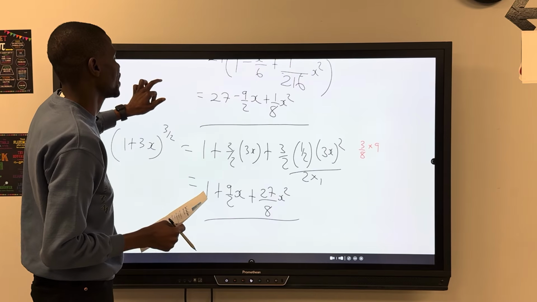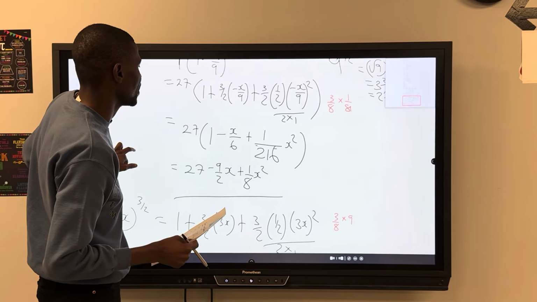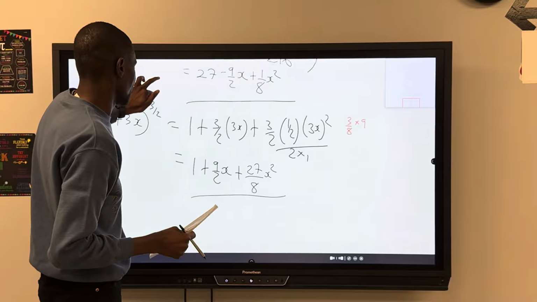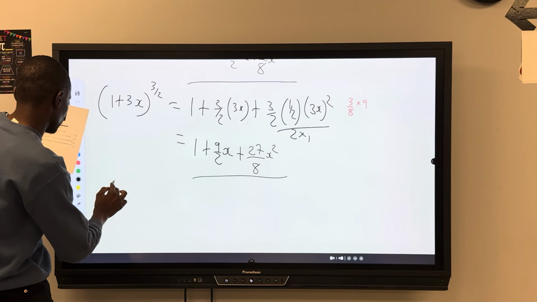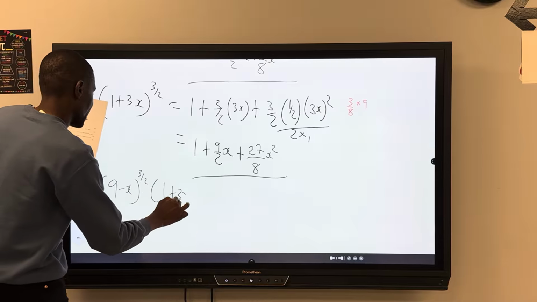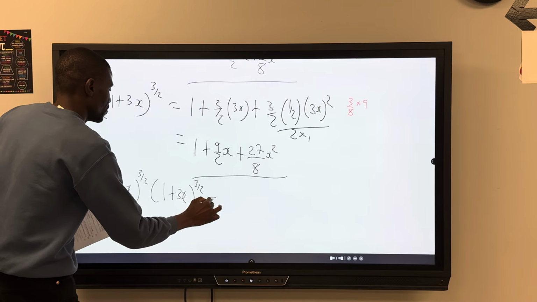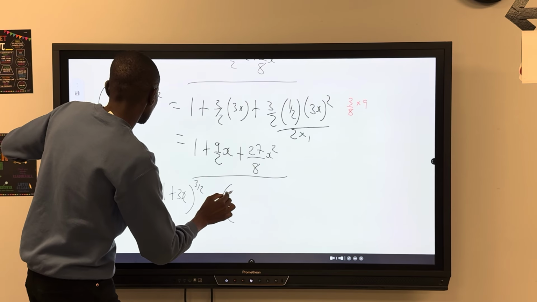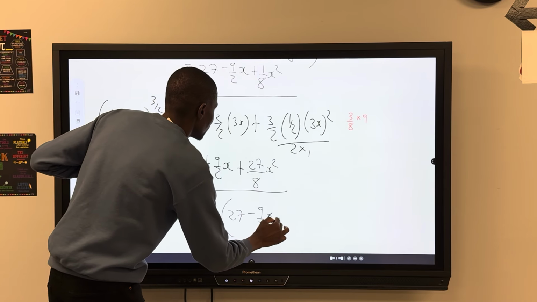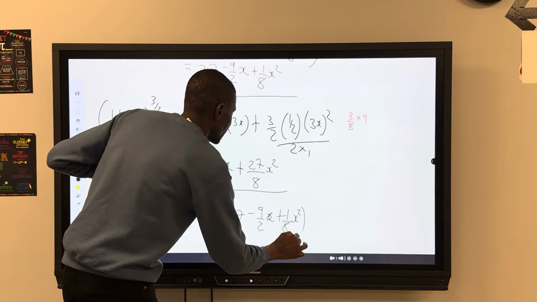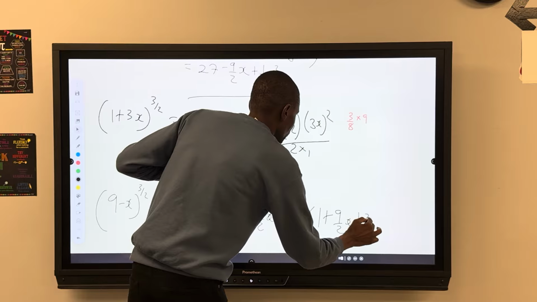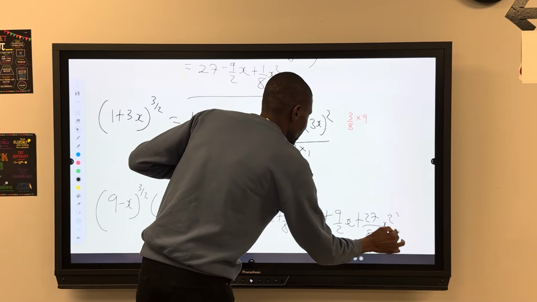Okay, so we have this one here. Let me double check something here. That's good because that's 81. So from there now, since it was the product of these two, 9 minus x to the 3 over 2 times 1 plus 3x to the 3 over 2, we are just multiplying these two. We are multiplying 27 minus 9 over 2x plus 1 over 8x squared, times 1 plus 9 over 2x plus 27 over 8x squared.